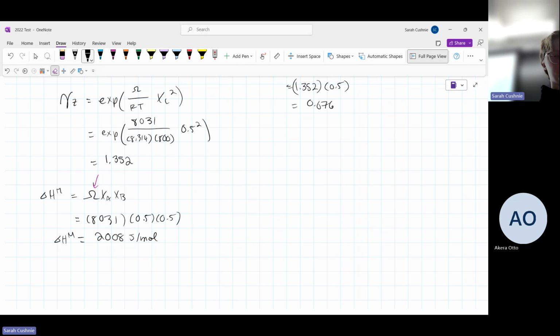So our omega parameter is going to be given in joules per mole. Neither of these have units. So we end up with joules per mole as our final answer.